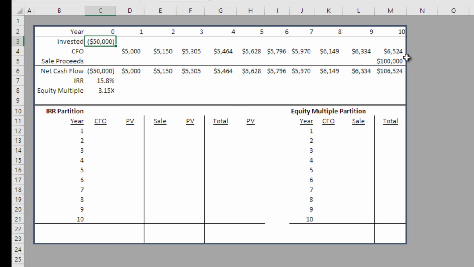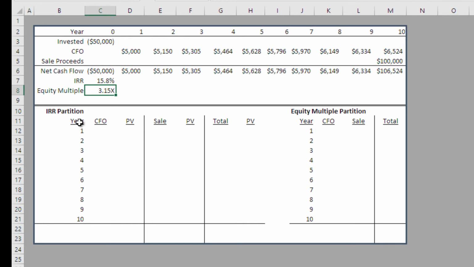And the sum of these cash flows, $50,000 out of our pocket in time zero, and then we're getting these amounts into our pocket each year. And then, of course, year 10 is a much larger amount because we're selling the property. And that gives us an IRR of 15.8% and an equity multiple of 3.15 times.